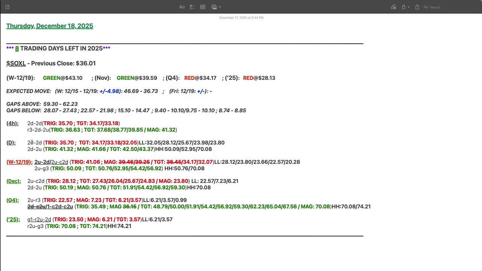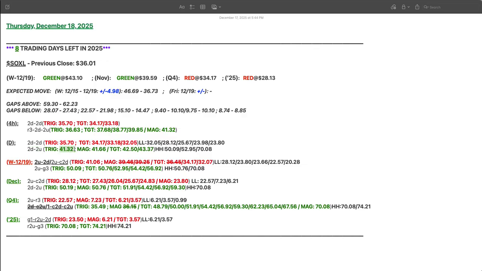And from the day perspective, we know that if we go to the downside, it's a 2 down continuation as well, triggering at 37.50, and we've got our extended targets here for you as well. 32.05 is the bottom of that 3 that I talked about just a minute ago. And to the upside, that's a 2 down, 2 up.